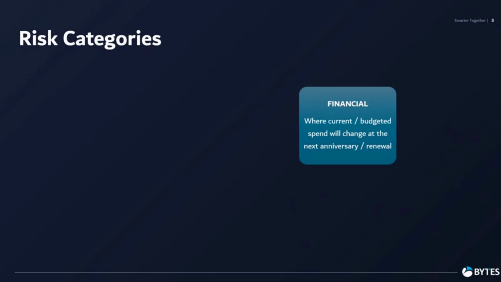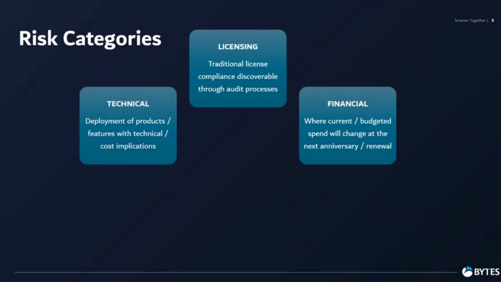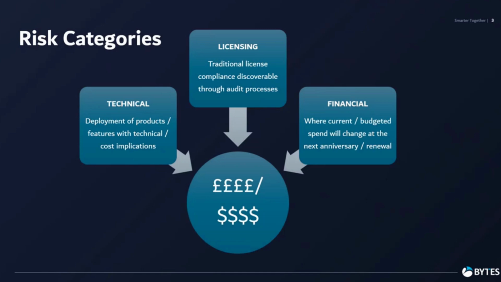So where current or budgeted spend will change at the next anniversary or renewal. The second being licensing risk, so traditional license compliance discoverable through audit processes and tools that we may have in place. And then thirdly, technical risk, so the deployment of products or features that might have either a technical or a cost implication, creating a risk out the back of those. Now, the one thing that all these have in common is clearly it could mean money out the door, and again, that word of unbudgeted spend, which will loom large for many.